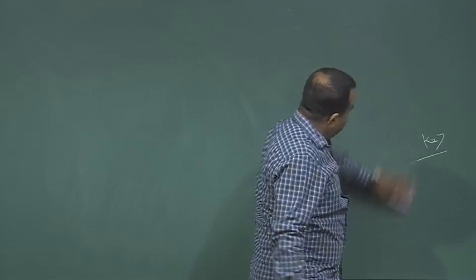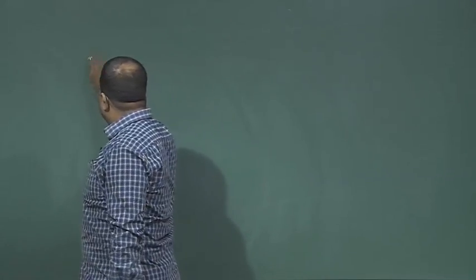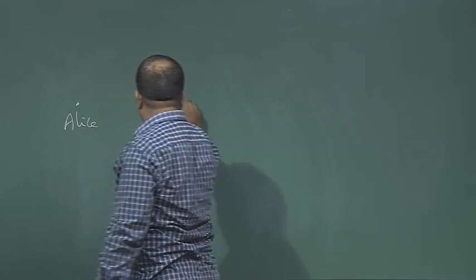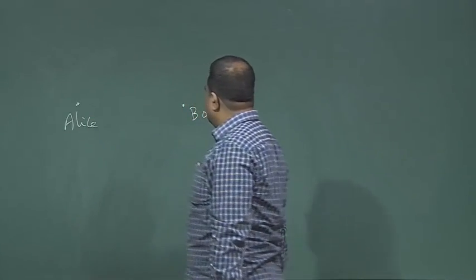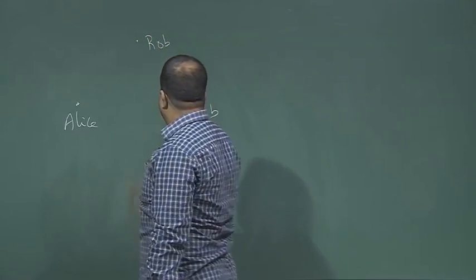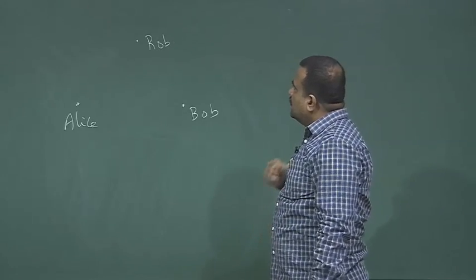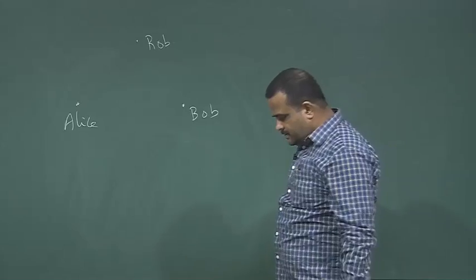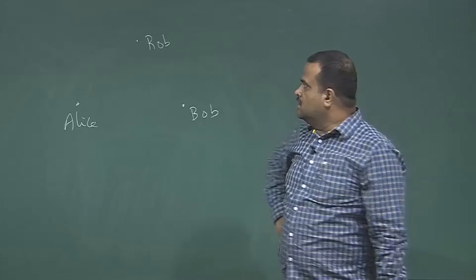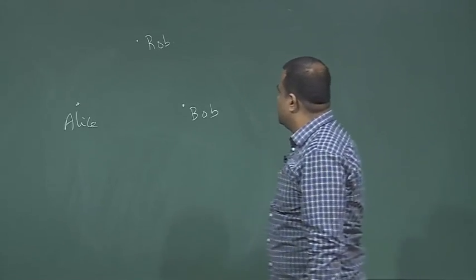So if we have 3 parties, say Alice, Bob, and another party, say Rob, the question is how they can agree on a common key. This is key exchange between 3 parties. We want to see whether we can extend the Diffie-Hellman protocol for this 3-party key exchange.